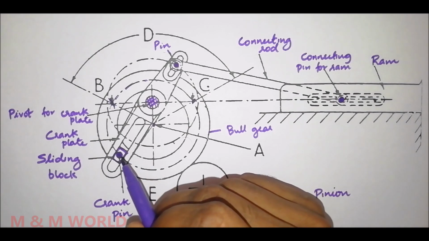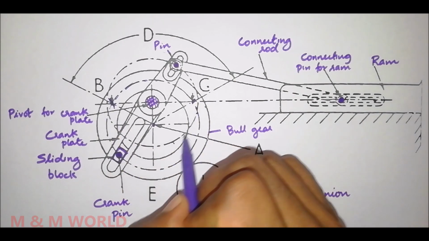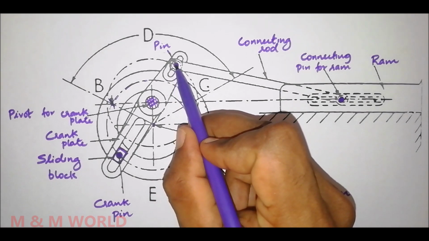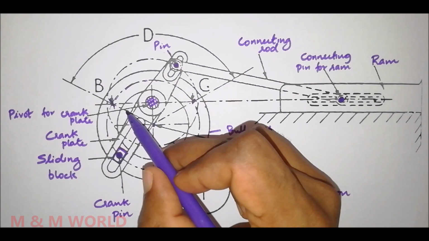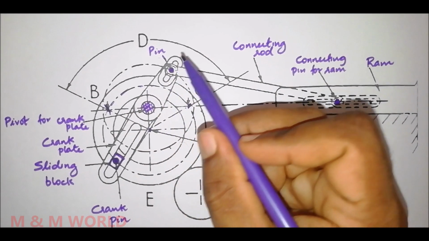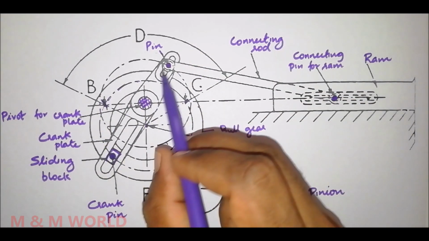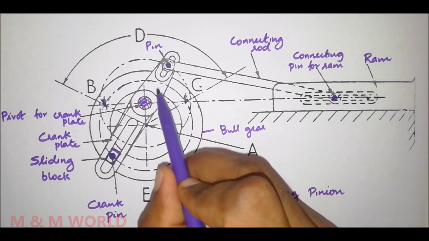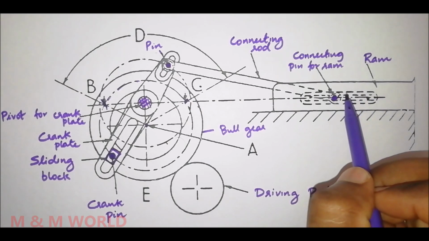So when the crank pin travels from C to B, this pin passes through the backward position to the forward position, that is the cutting stroke. So when the crank pin travels from C to B, this pin travels from backward to forward, that is we are obtaining a cutting stroke or the forward stroke.